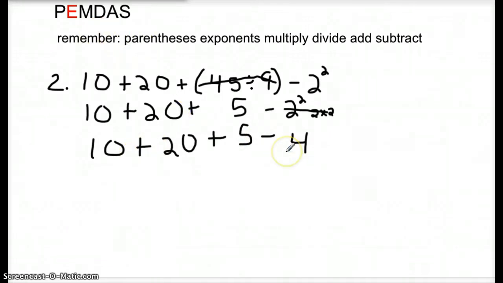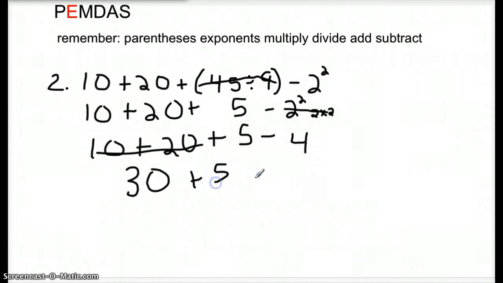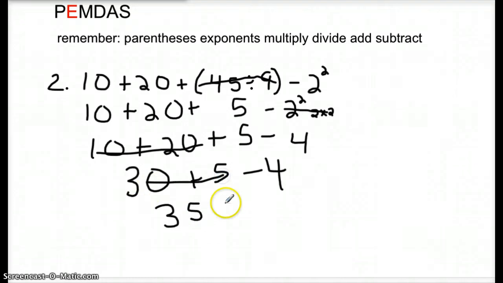I'm going to look down here. Now I need to look at my multiplication and division, which I do not have, but I do have addition and subtraction. Remember, whichever comes first from left to right. So this addition comes first. So I'm going to do 10 plus 20, which is 30, plus 5 minus 4. I'm going to do this addition, and that's going to be 35. It's 30 plus 5 is 35, minus 4, before I get to my final result, which is going to be 31. So how'd you do?